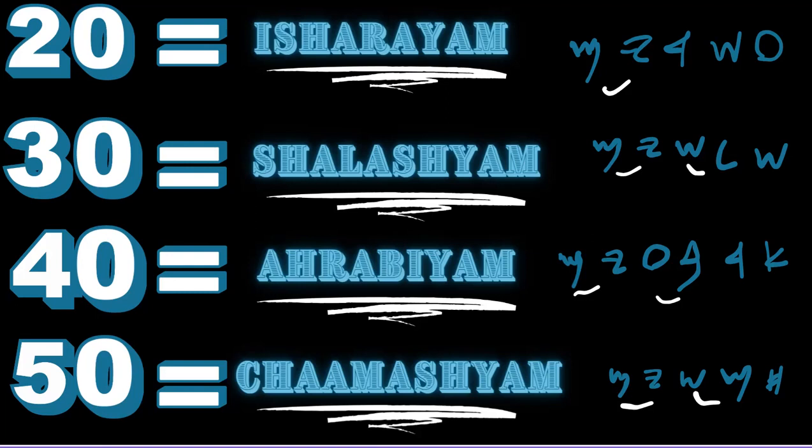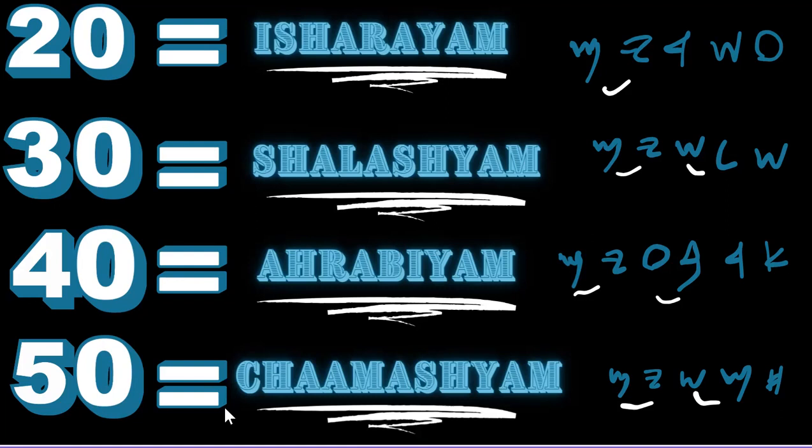But see, you go to 30, Shalashim. Because Shalash is 3, but Shalashim is 30. 40, right? 4 is Arabai, but 40 is Arabayim. Now you kind of understand what's going on here. 50. 5 is Hamash, but 50 is Hamashim.